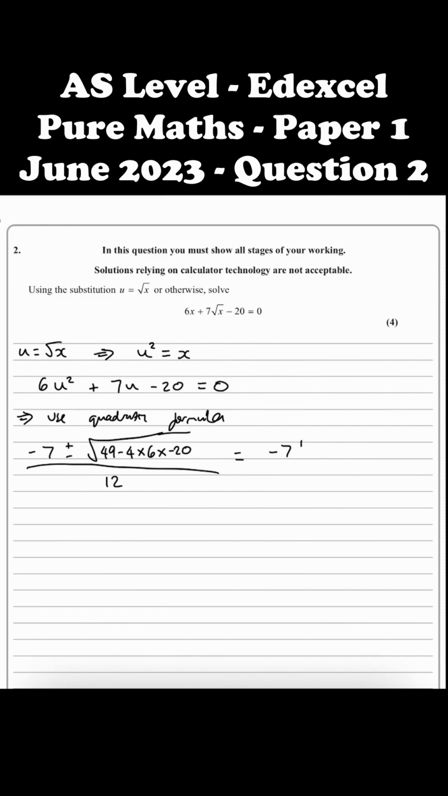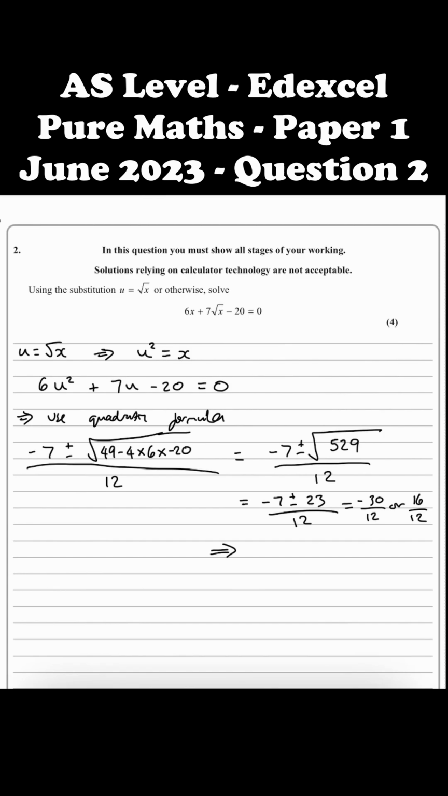That is minus 7 plus minus the square root of 6 times 20 is 120, times 4 is 480. We've got two minuses in there, so they make a plus, which makes this the square root of 529, all over 12. On my calculator, the square root of 529 is just 23. So I'm going to say this is minus 7 plus minus 23 over 12, which is going to give us minus 30 over 12, or 16 over 12.